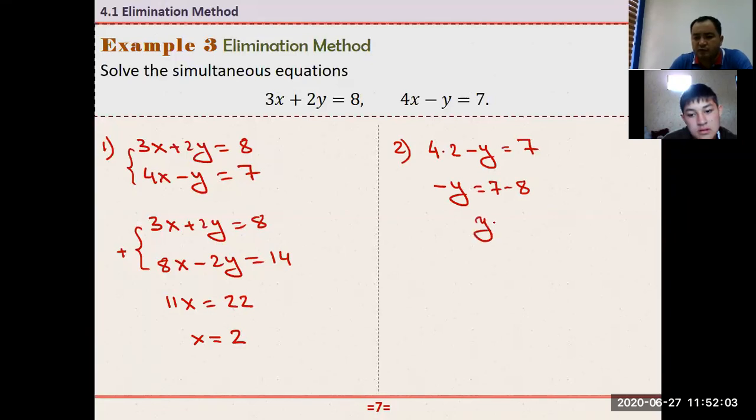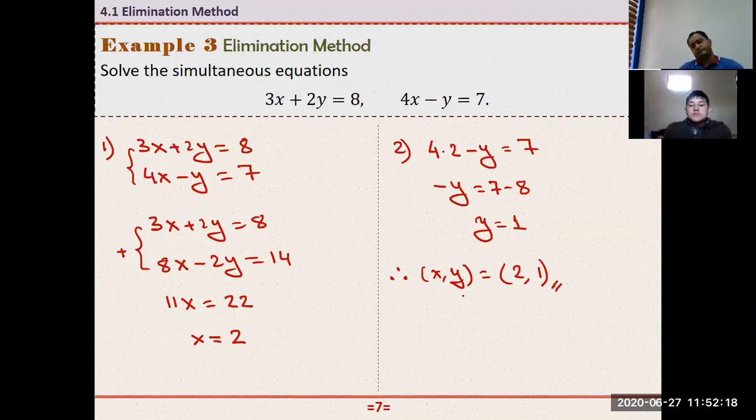So what is y from here? You know how to solve this. Negative y equals negative 1, so y equals 1. Now, so our solution is, what is it? x is 2, y is 1. Okay?